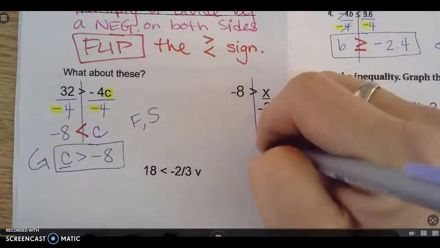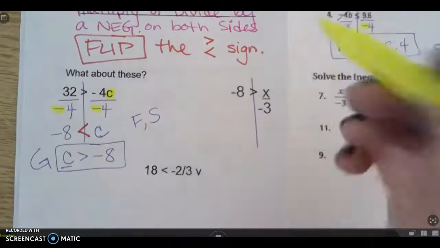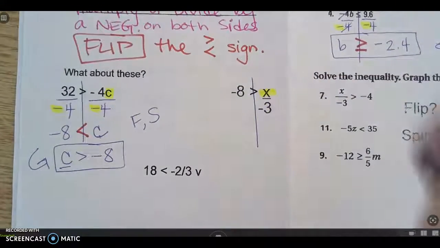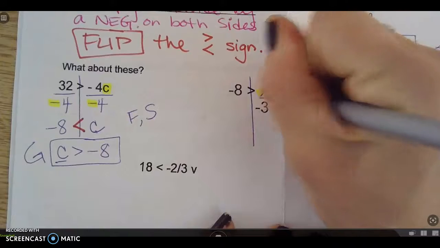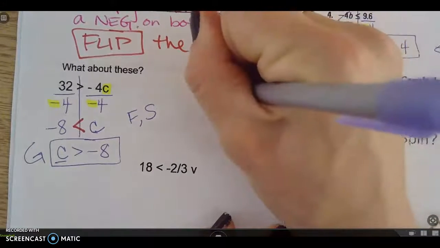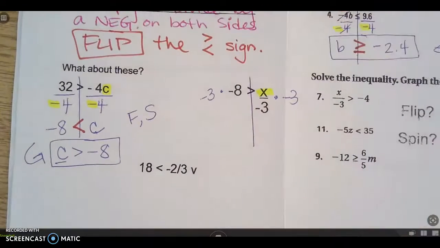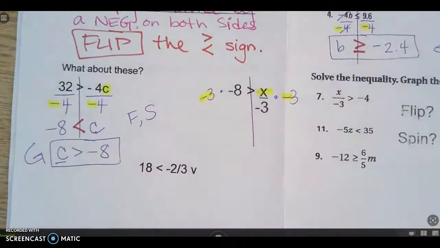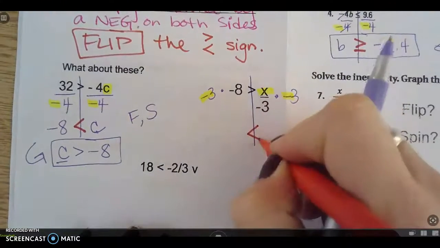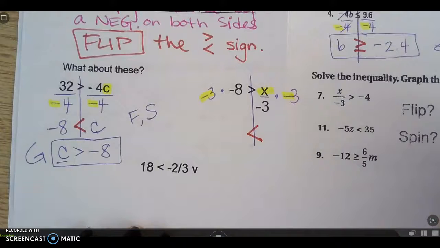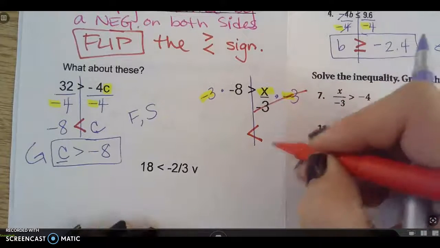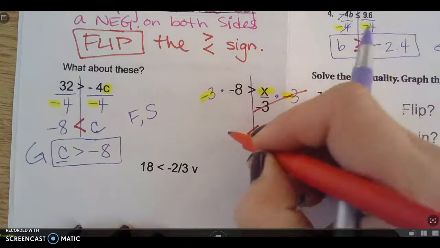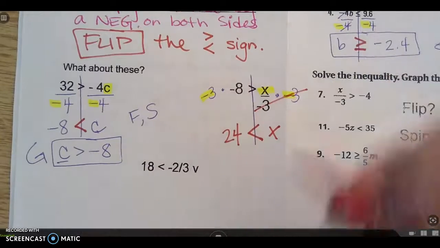Draw your line down the middle. Here's my variable. I'm trying to get it by itself, so I got to cancel out dividing by -3. Well, the inverse of dividing by -3 is to multiply by -3. Right there, as soon as you recognize that you just multiplied by a negative on both sides, the sign gets flipped. So now it's going the other way. Okay, the 3's cancel. Bring down your x. And -3 times -8 is +24.